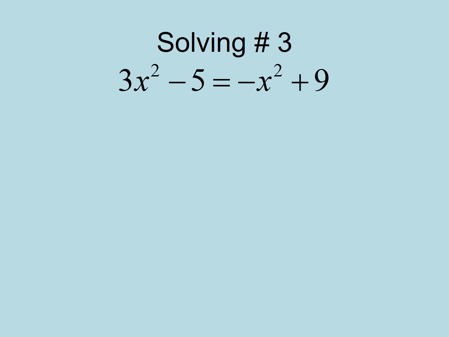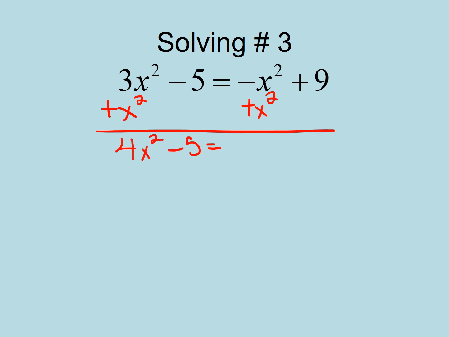Number 3. 3x squared minus 5 is equal to negative x squared plus 9. Now we have an x squared term on the left side of our equation and on the right side of our equation. So what we need to do is get all of those x squared terms to one side. So I'm just going to add x squared to the other side. So I'm left with 4x squared minus 5 is equal to 9.